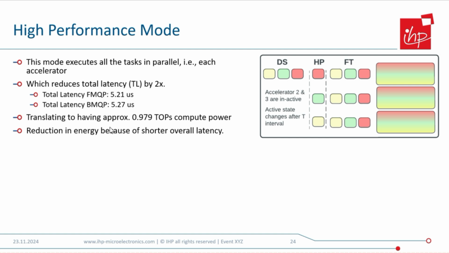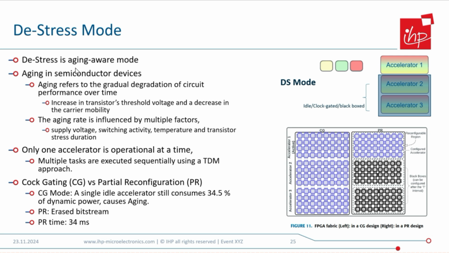And this leads to approximately 0.79 TOPS compute power in high performance mode. Interestingly, if you're using high performance, this also means you are saving energy because of shorter overall latency. We will look into these results later in the table. De-stress mode. So de-stress is an aging aware mode.